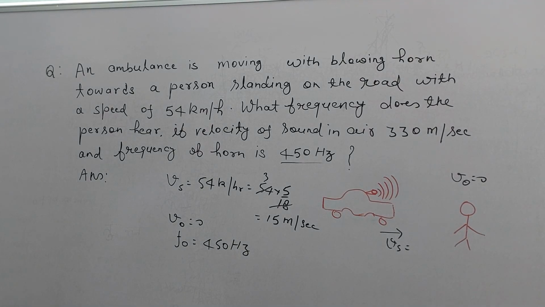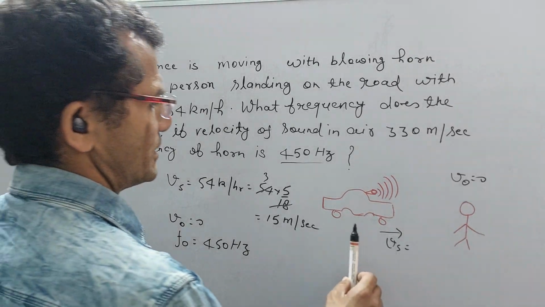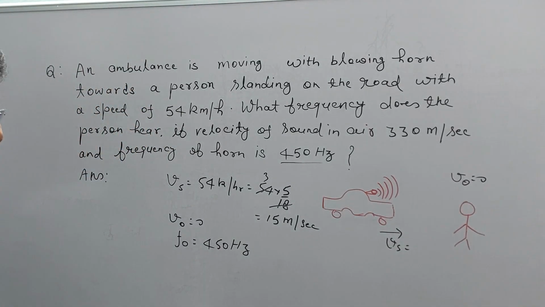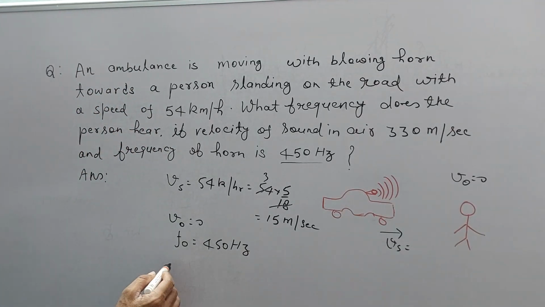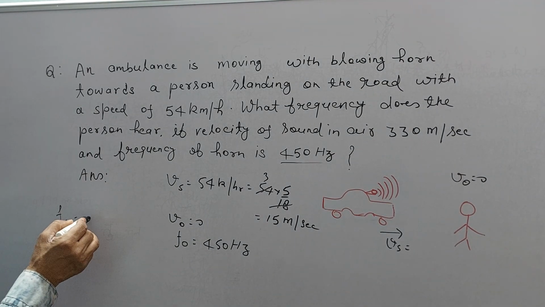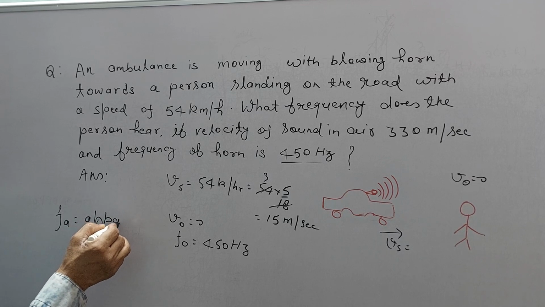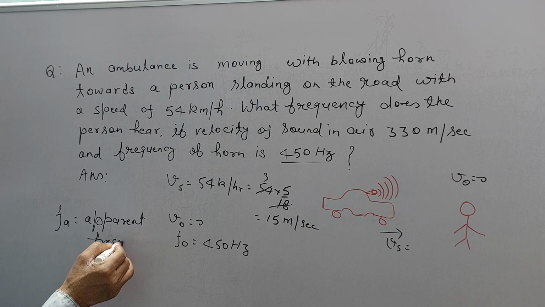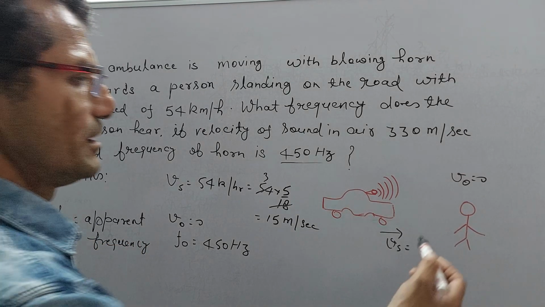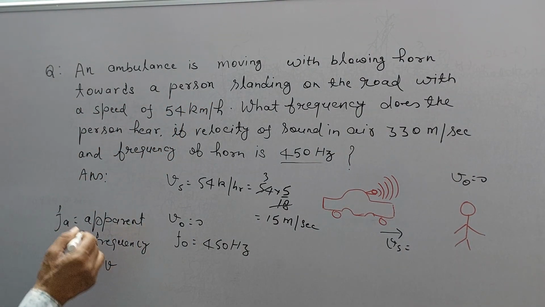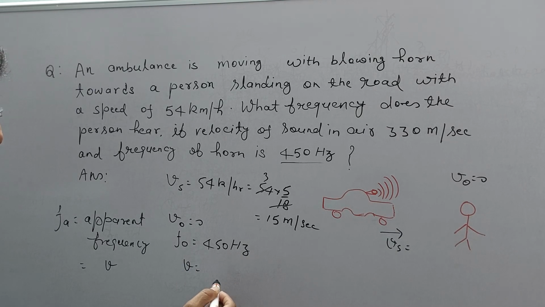Since the distance between the source and observer is decreasing, there would be an increase in frequency of the sound. Since this is the apparent and not the real frequency, if I represent it by FA, we have the formula: FA means the apparent frequency, as observed by the observer.